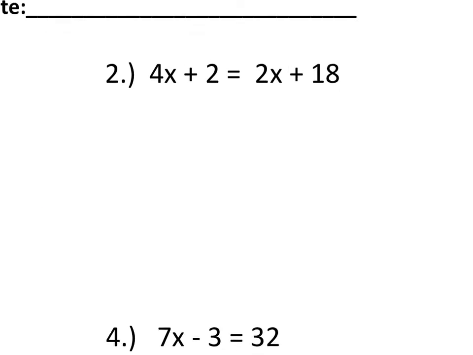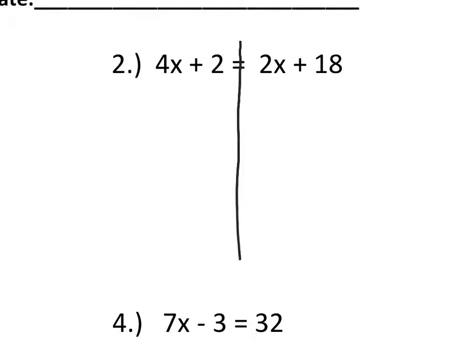Okay, so number 2, we've got a little bit extra stuff going on here. Okay, over here on the left-hand side, just thinking about just that right there. Is there anything to put together there? No. There's a 4x and there's a 2. Nothing to put together there. Okay? What about on this side? Is there anything to put together? No, sir. Okay. But one thing I do notice is that I have some x's here and I have some x's here, and I've got to get them together. So minus 2x. So what do you think?